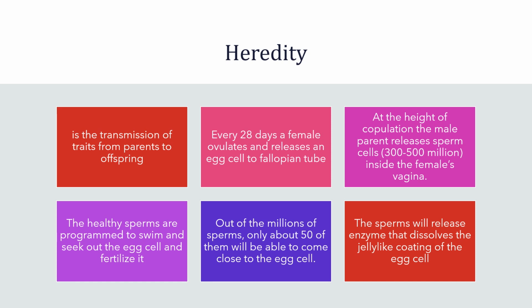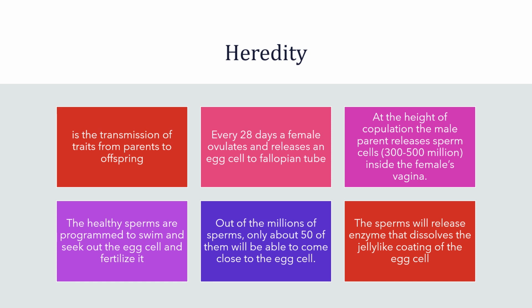But the truth is, not all 300 to 500 million sperms are healthy. Only healthy sperms that are very mobile will do, and it also depends on the sperm morphology, but the healthier ones are the ones who actually meet the egg cell. Out of the millions of sperms, only about 50 of them will be able to come close to the egg cell. I call it a privilege because they are the healthy ones, resilient enough to survive the environment in the female reproductive system.